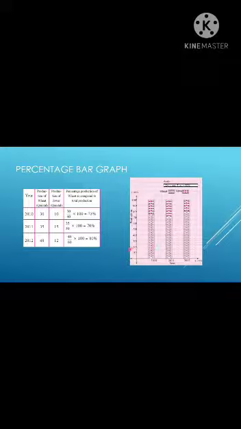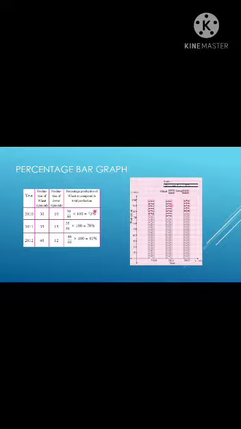Now in the percentage bar graph, take the values till 100. So whenever you are drawing the percentage bar graph, the values have to be taken till 100. That is, on the y-axis you take 1 centimeter is equal to 10%. So you will be taking till 100 since it is the percentage bar graph. Now for all the years, the bar or the rectangle you have to draw till 100. For all the years you have to complete the rectangle till 100.